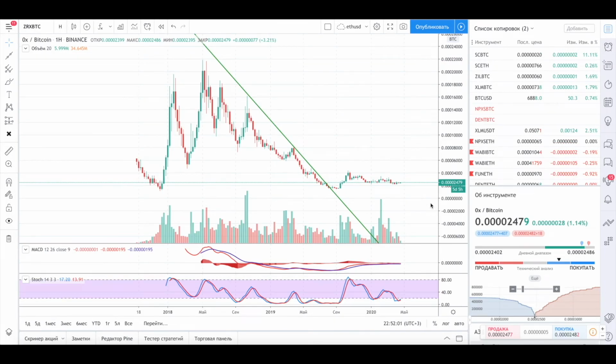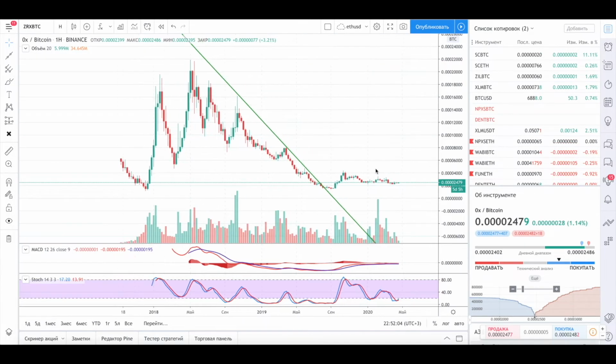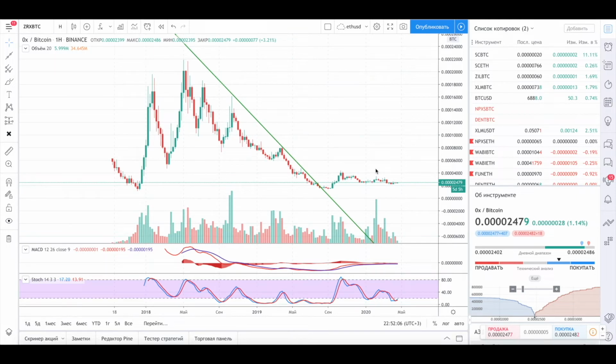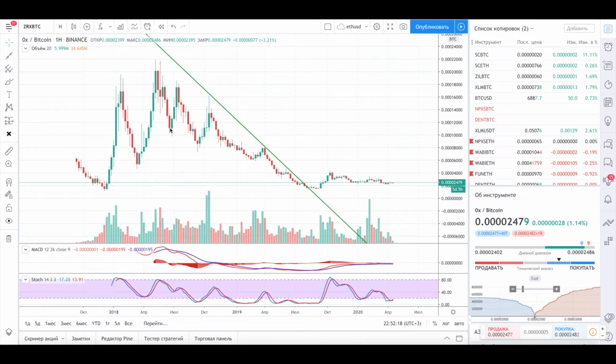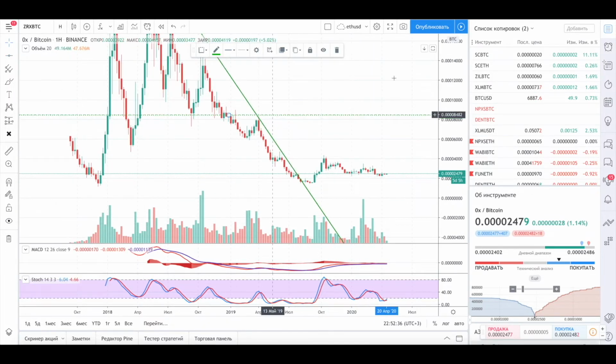ZRX to Bitcoin. This is a very interesting and promising coin. At the time of recording, the coin is in 46th position on CoinMarketCap. So this means that it has a very good capitalization. The coin is now at its historical lows, and therefore the potential of the coin is very good. We see that on the weekly chart, the coin broke its serious trend line, and now the coin is in accumulation.